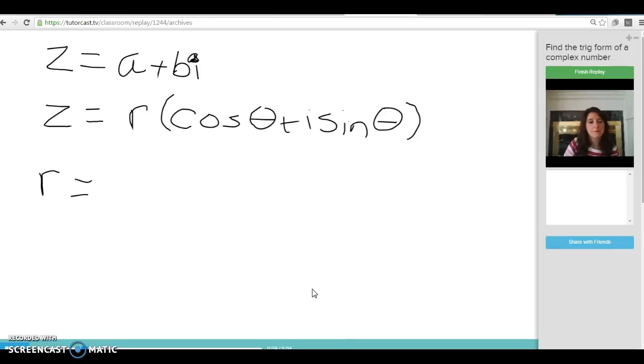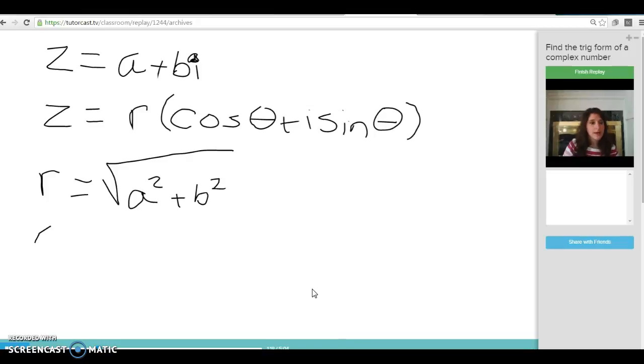The formula for that is the square root of a squared plus b squared. This should look familiar. It's the Pythagorean theorem. You did it when you were doing the magnitude of a vector, and we use it all the time for all kinds of stuff. So here it is again for complex numbers.